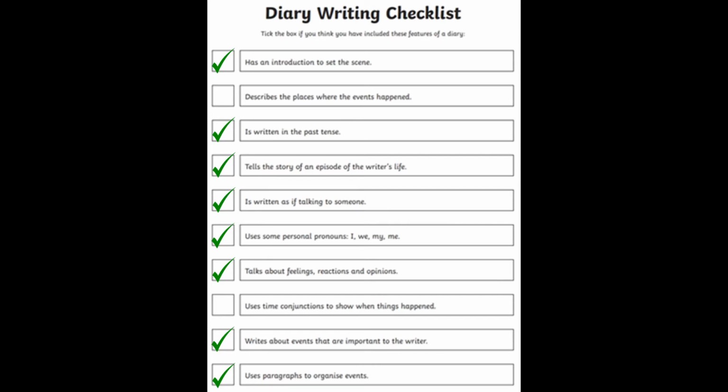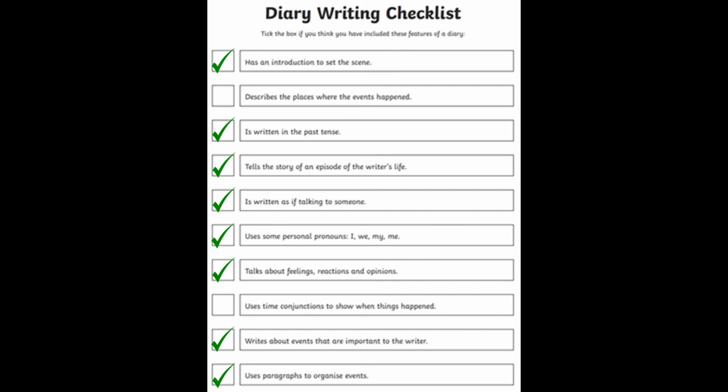So now we're going to check the checklist again and see what I've included and what I could add through my editing. Okay, so I know that I've got my introduction to set the scene, so that's fine. I haven't described the places in much detail, so through my editing, I could talk about the cold, dusty jail cell. I could even describe the princess in more detail about how beautiful she was.